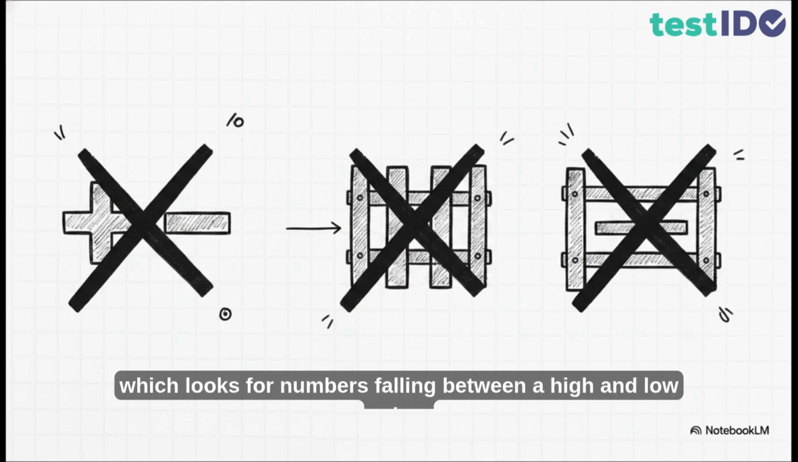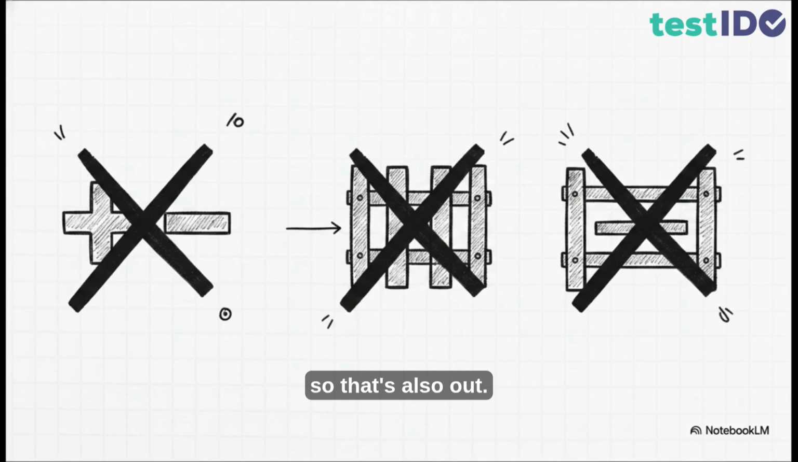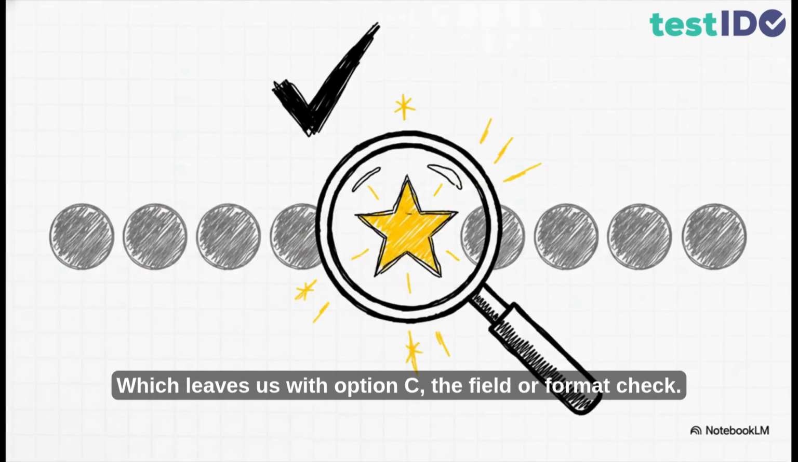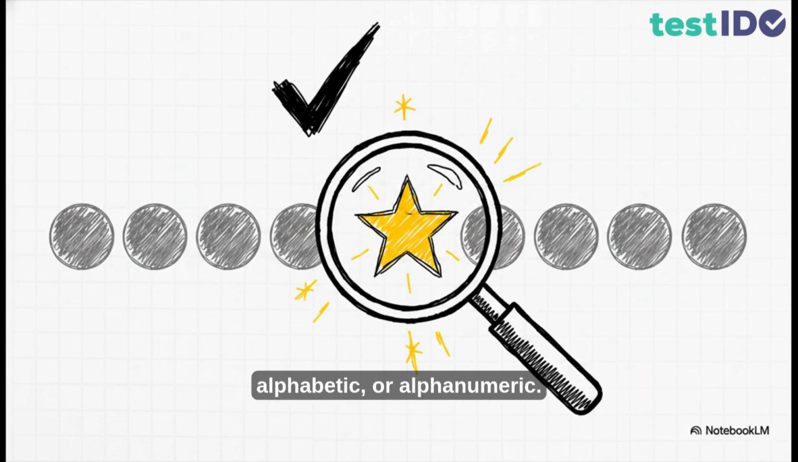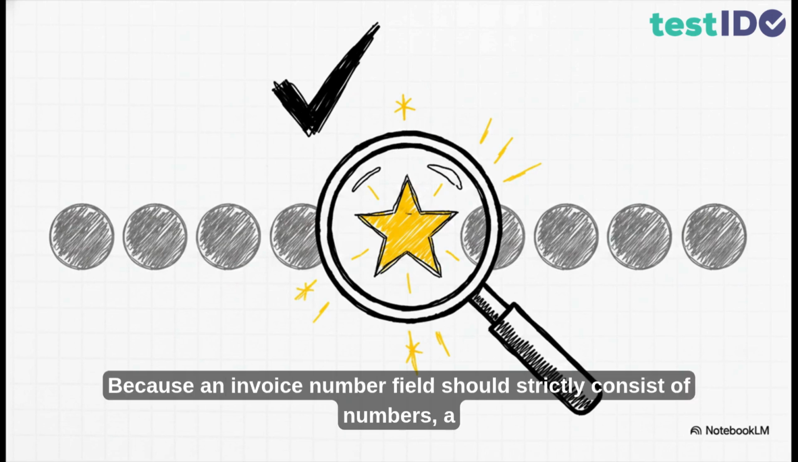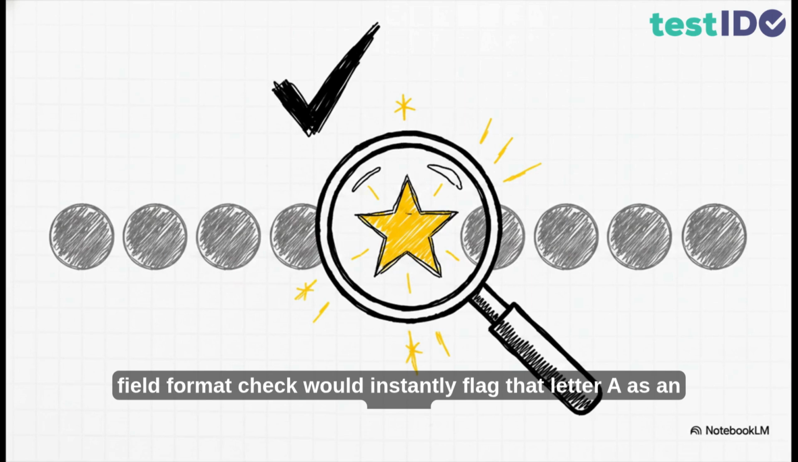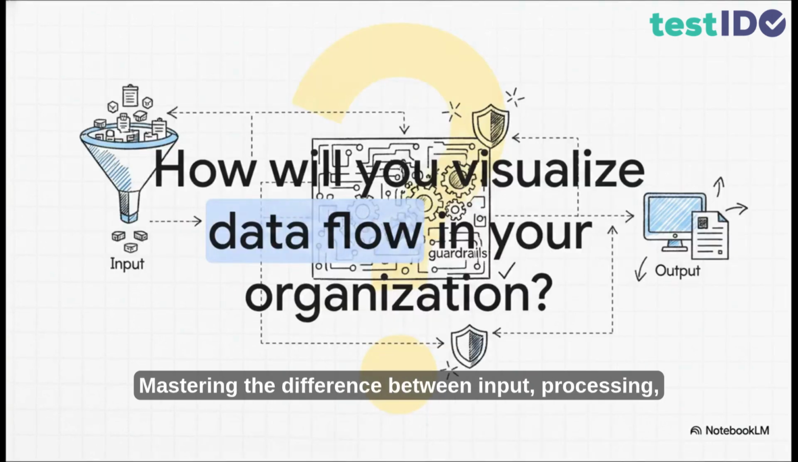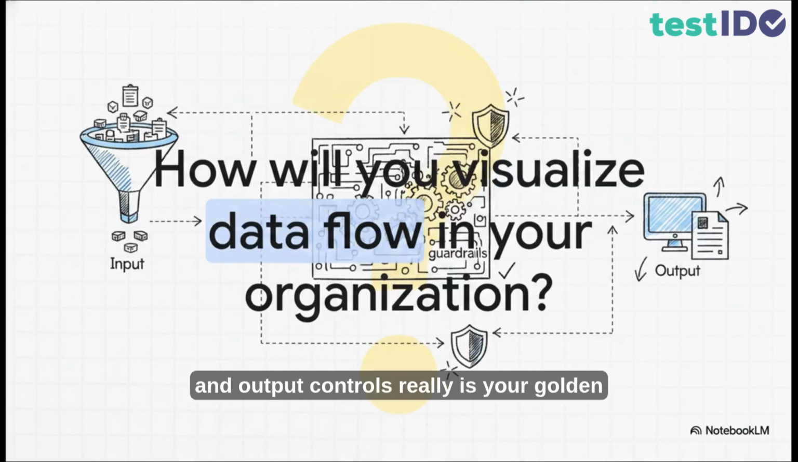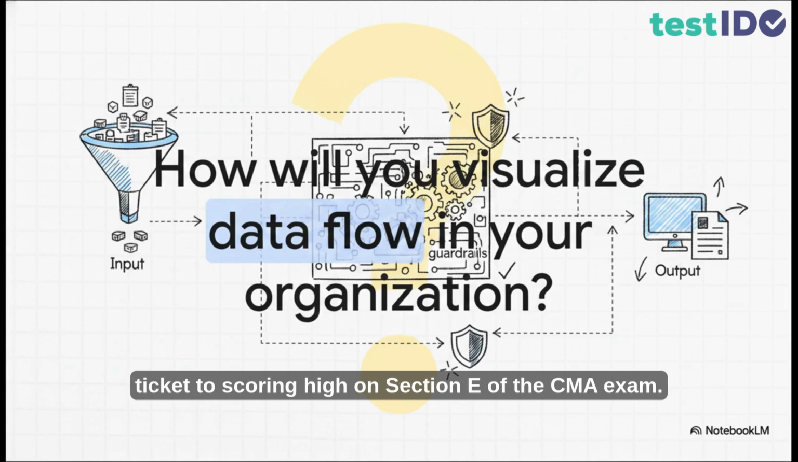Option D is a range check, which looks for numbers falling between a high and low value, so that's also out. Which leaves us with option C, the field or format check. Remember, this one specifically checks whether characters are numeric, alphabetic, or alphanumeric. Because an invoice number field should strictly consist of numbers, a field format check would instantly flag that letter A as an error. If you chose C, you absolutely nailed it. Great job! Mastering the difference between input, processing, and output controls really is your golden ticket to scoring high on Section E of the CMA exam.